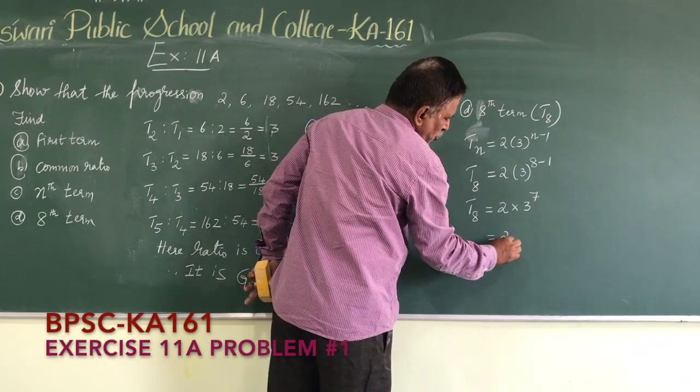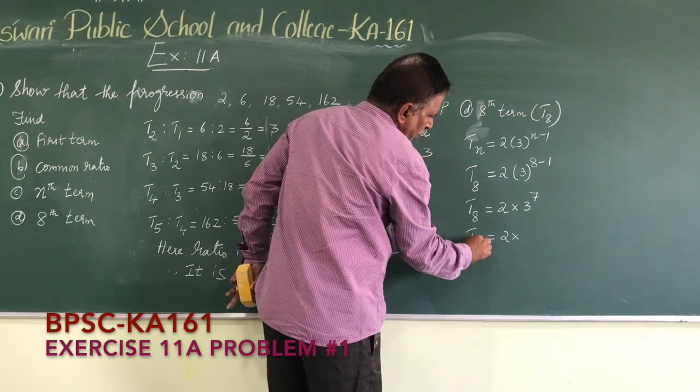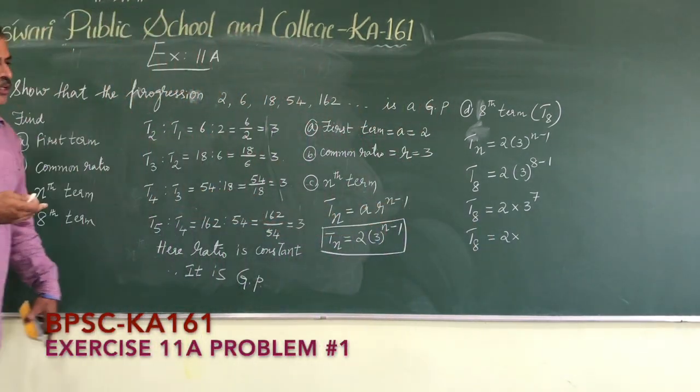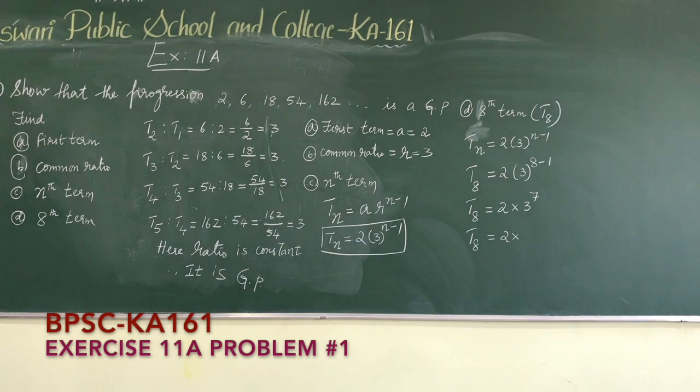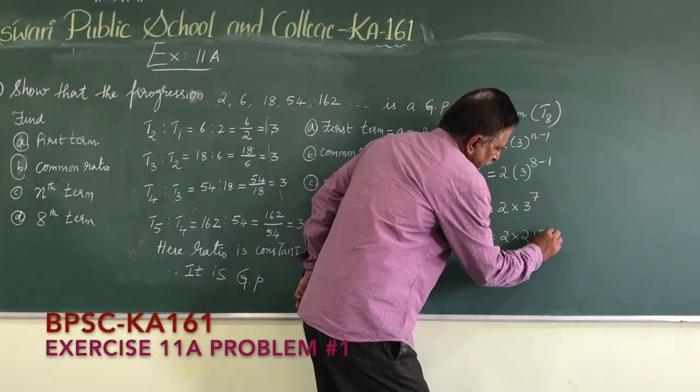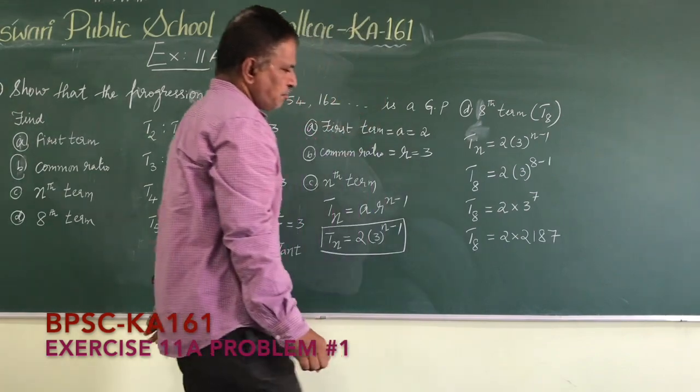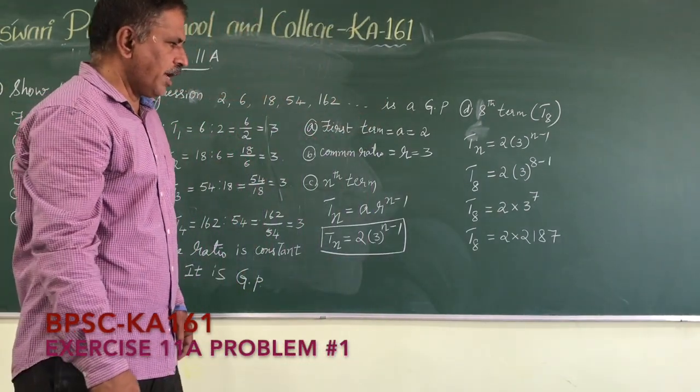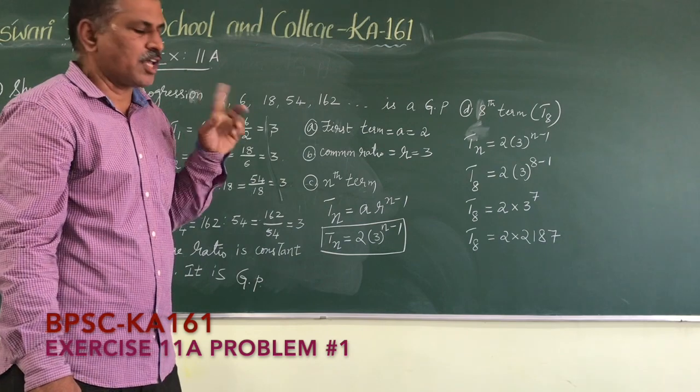So this is equal to 2 into, what is 3 to the power of 7? 3 to the power of 7 means you have to take 3 seven times: 3 into 3 into 3 into 3, like that you have to multiply 7 times. The value of 3 to the power of 7 is 2187. That means you have to multiply 3 seven times, remember.